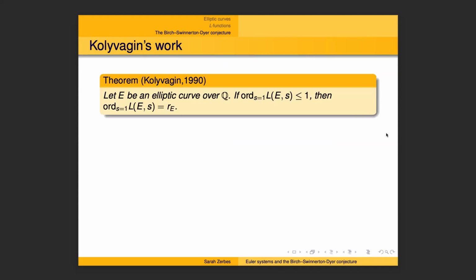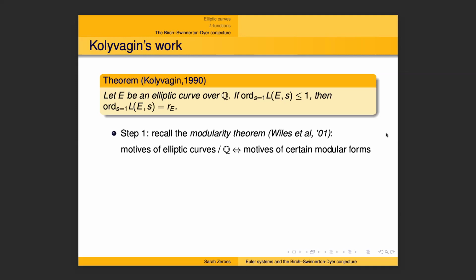What I briefly want to talk about is how he proves it when the order of vanishing is equal to 0. Well, the first step is to recall what's now the modularity theorem. At the time, it was the Taniyama-Shimura conjecture, later proved by Wiles, namely that motives of elliptic curves correspond to motives of certain modular forms. Now, what's a modular form? Well, a modular form is a complex analytic function defined on the complex upper half plane with lots and lots of symmetries.